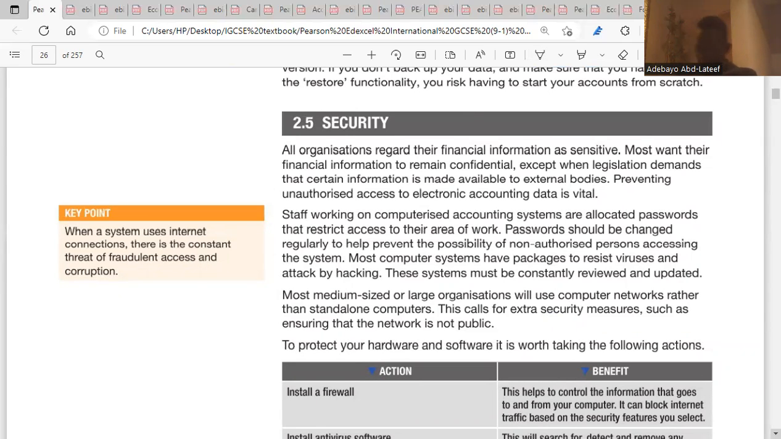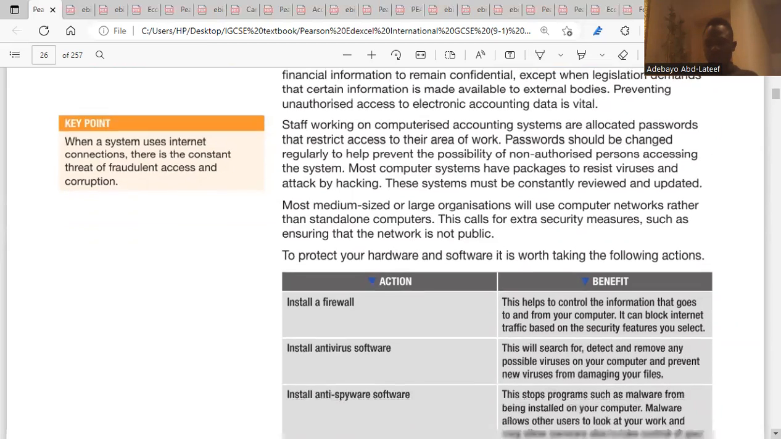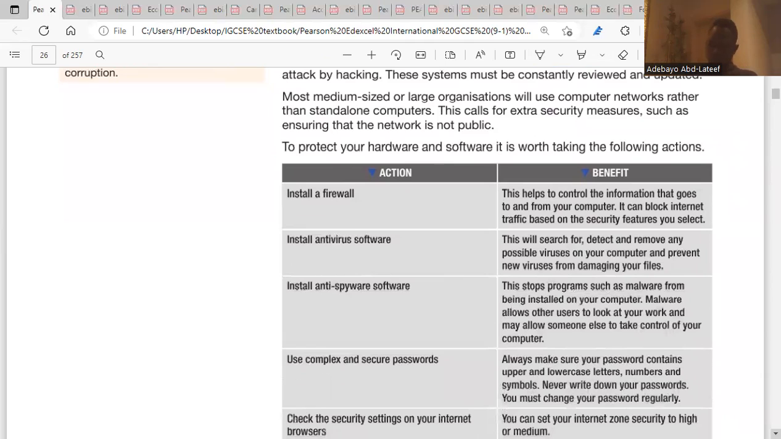Do you understand? So for you to keep your hardware and software confidential, or to get it secured, what are the steps you have to take as a business? Number one, install a firewall.